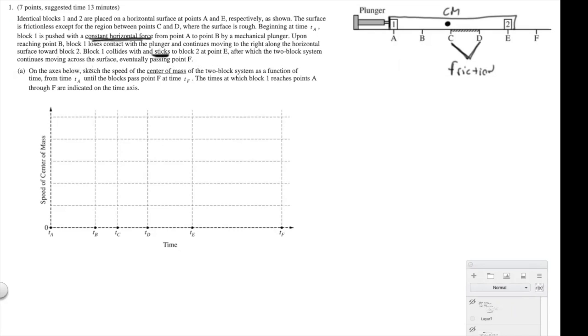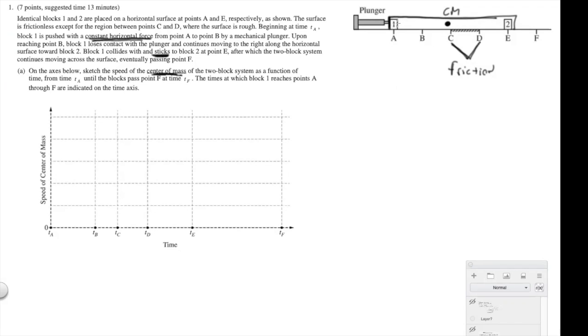Okay, on the axes below, sketch the speed of the center of mass. This definitely is challenging when they ask center of mass questions. But again, keep in mind, what do we mean by center of mass? Well, we have 2 objects here. Our system is the 2 of them together. If they're equal mass, the center of mass is in the middle.